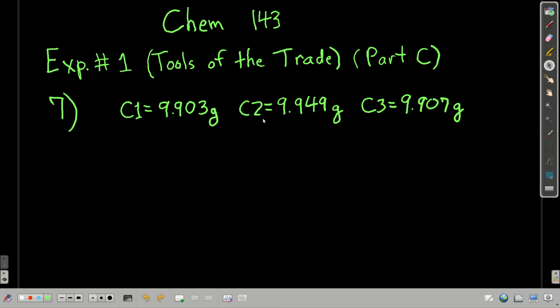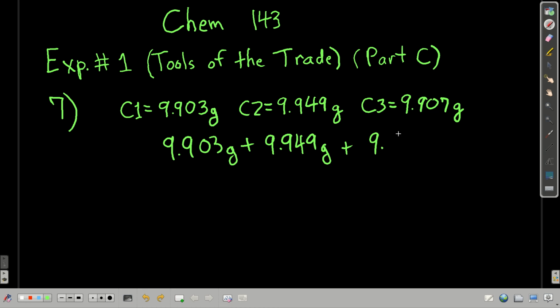To calculate the average, right, you add them up and divide by 3. But sig figs is where people are getting a little bit confused. So the average would just be 9.903 grams plus 9.949 grams plus 9.907 grams divided by 3. Now here, when you're doing sig figs though, you can't just go to the answer.